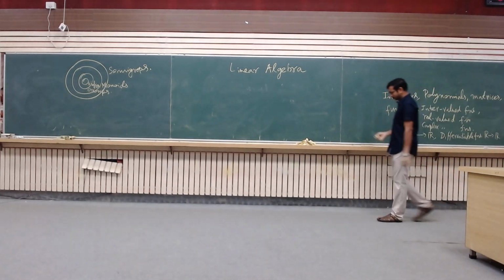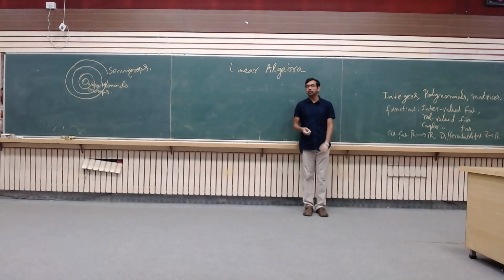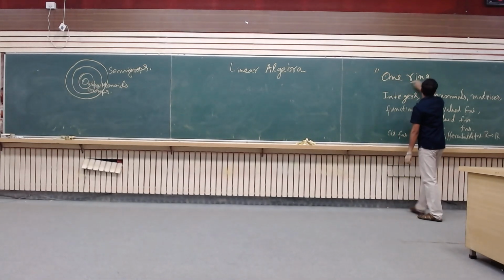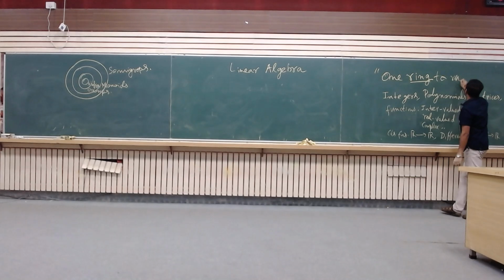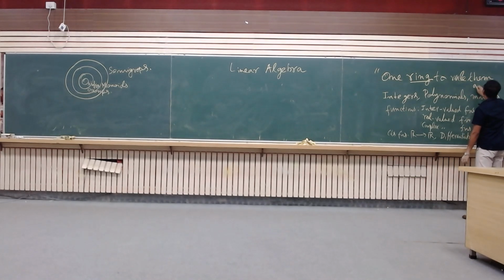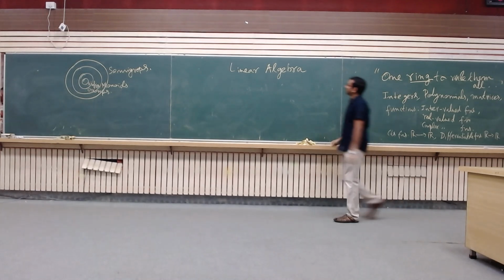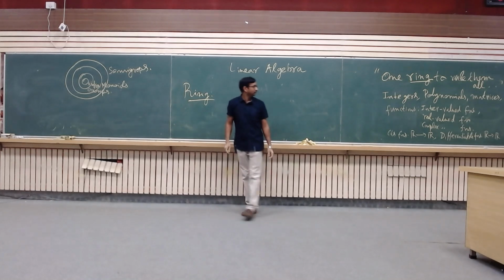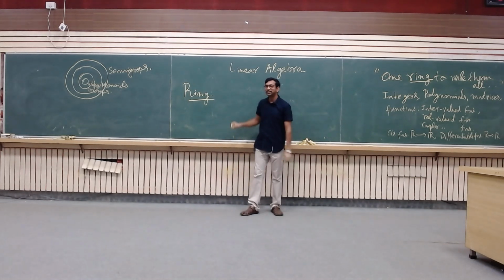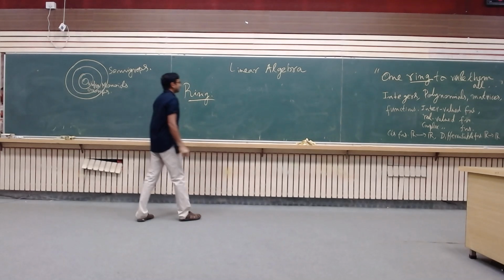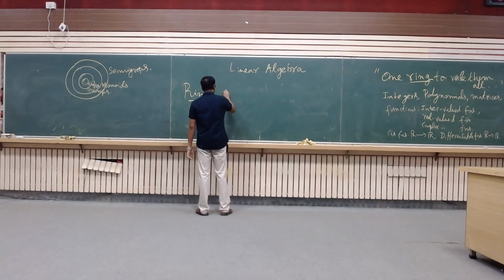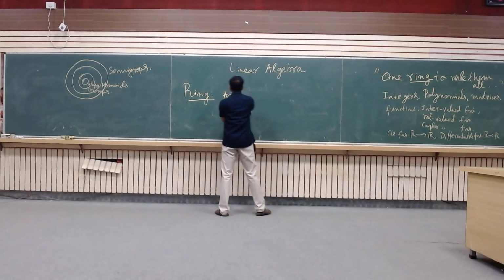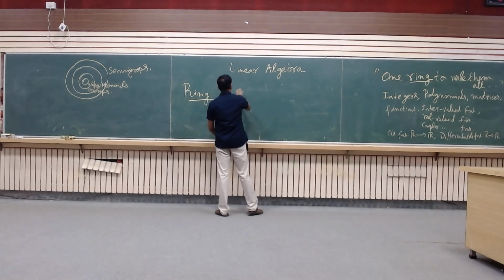So for handling structures like this, we introduce a new concept. So here you can write: one ring to rule them all. Okay. So it's a concept of ring. It's not Tolkien's ring, but ring in algebra. So a ring is a group, of course, yeah, an abelian group.